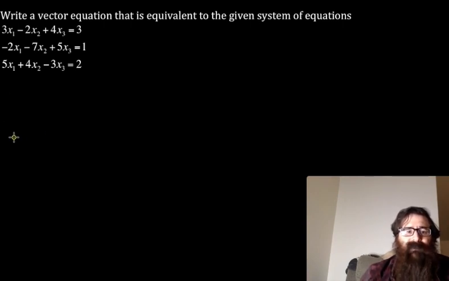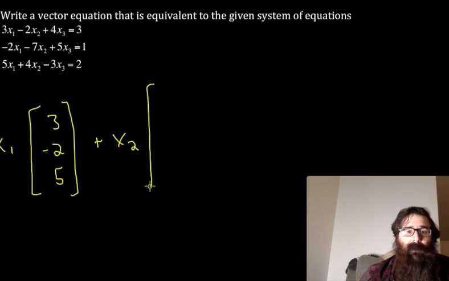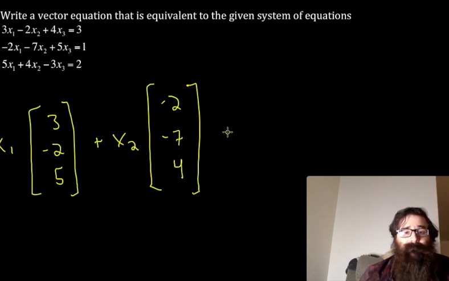If I look at all these x sub 1 terms and think about the vector that it would multiply, it would multiply by the coefficients on x sub 1. So it was 3x sub 1, negative 2 times x sub 1, and then 5 times x sub 1. So I can set that part up first, and then do the same for the others. Now I can move on to x sub 2 and think about how this vector would look for the coefficients on x sub 2. So it was negative 2 x sub 2, negative 7 x sub 2, and 4 x sub 2. And it looks like I have one more to go on x sub 3.